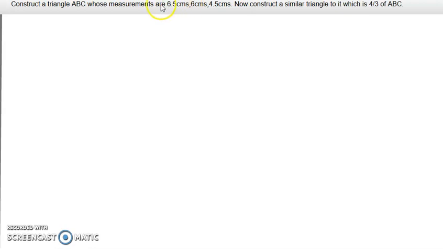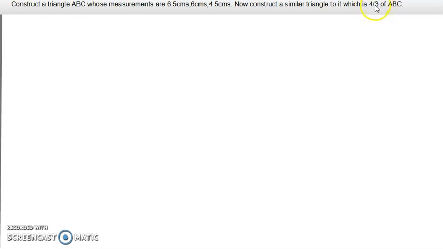Dear students, in this video, we are going to construct a triangle ABC whose measurements are 6.5 centimeters, 6 centimeters and 4.5 centimeters. We need to construct a similar triangle to it, which is 4 by 3 of the given triangle ABC. Now look at this fraction, children.